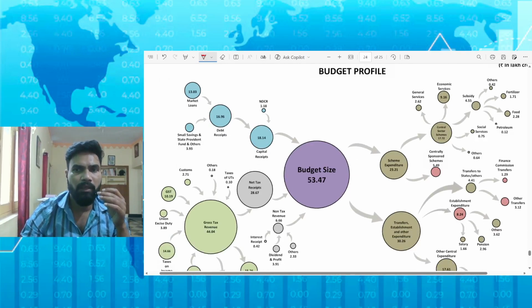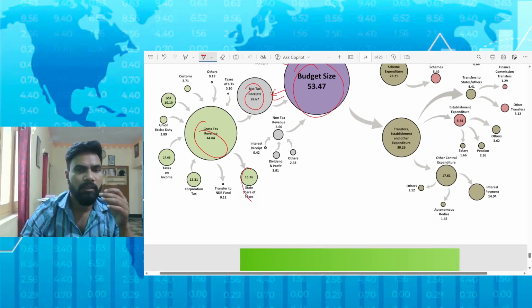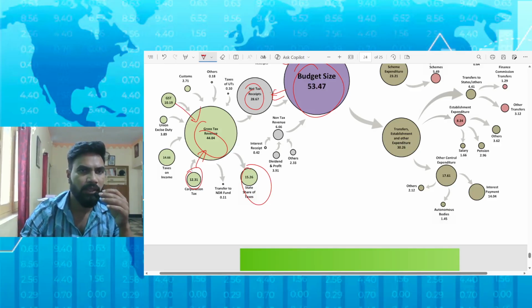Budget profile, if you see briefly, the total budget size is 53.46 lakh crore. In that, if you see the receipts side, capital receipts stand at 18 lakh crore rupees. Tax receipts, net tax receipts stand at 20.6 lakh crore. Gross tax revenue is 44 lakh crore rupees. Then from that, 15.26 goes as a state share of taxes. 12 lakh crore rupees is coming in the form of corporation tax. 10 lakh crore is coming in the form of GST, goods and services tax.